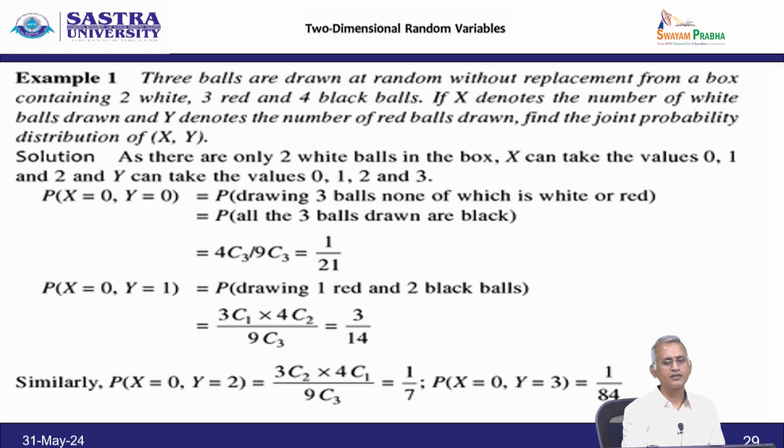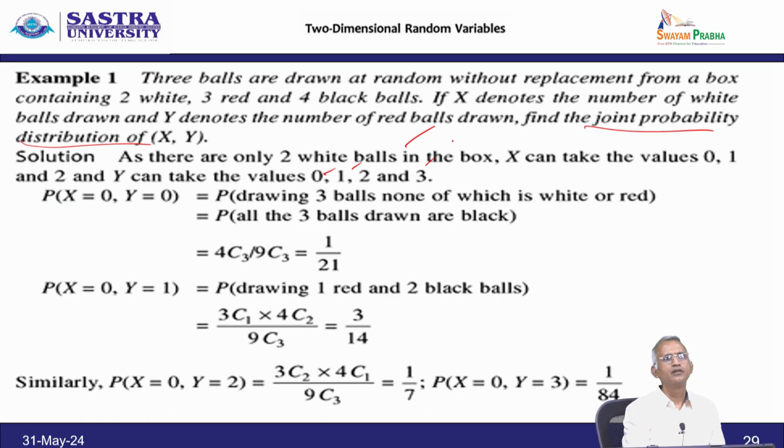Now, we are going to discuss two-dimensional random variables. For example, 3 balls are drawn at random without replacement from a box containing 2 white, 3 red and 4 black balls. If x denotes the number of white balls drawn and y denotes the number of red balls drawn, find the joint probability distribution of (x, y). As there are only 2 white balls in the box, x can take the values 0, 1 and 2, and y can take the values 0, 1, 2 and 3.